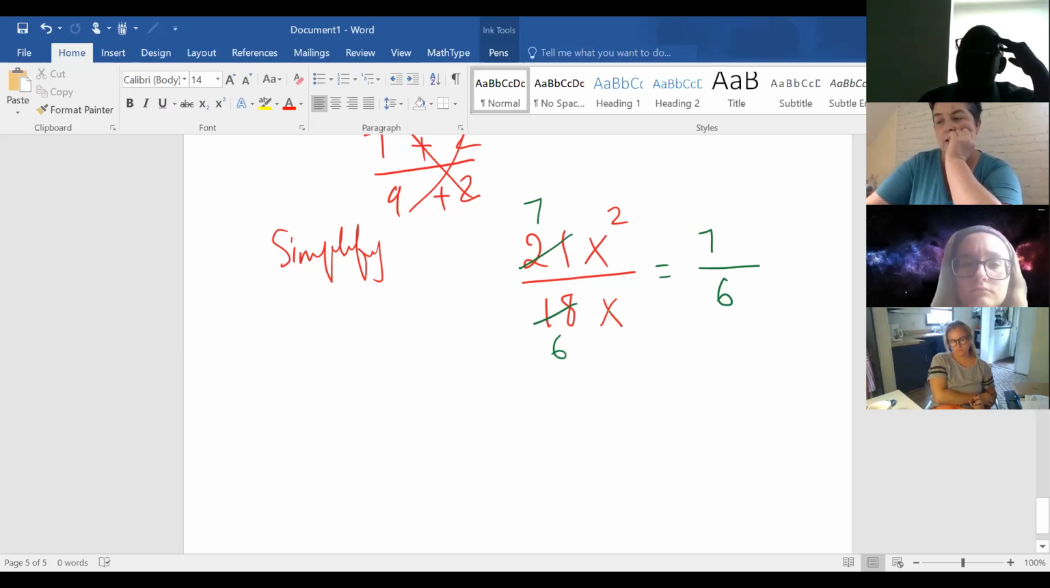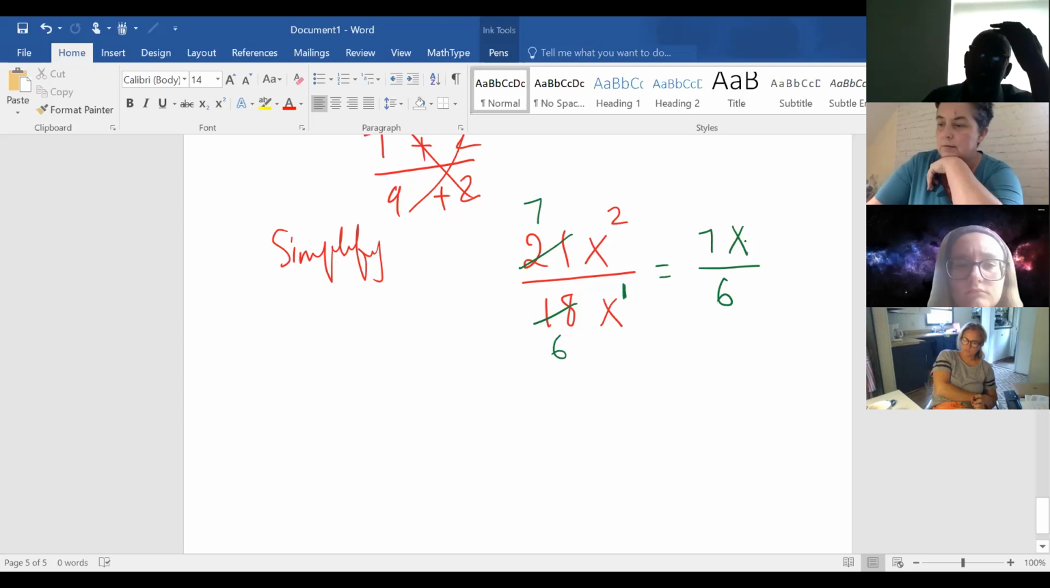Now x squared divided by x. Remember the rule: when you divide exponents, you just subtract. This exponent here is 1. 2 minus 1 is 1. It's going to be x to the 1 power. Okay?